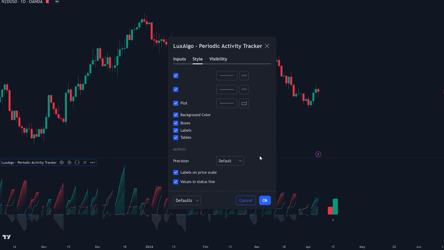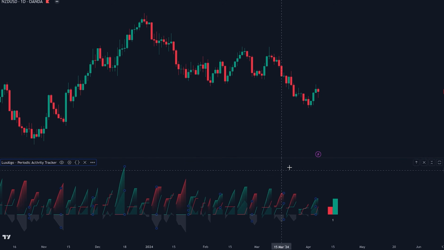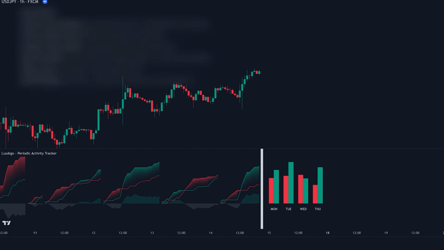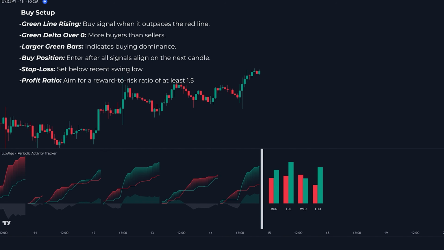Next, we're going to explore how we can use this Periodic Activity Tracker to trade. Buy setup ideas. Green line rising. When the green line shoots up and the red line doesn't catch up, it's a sign people are buying more. This might mean prices are about to go up.